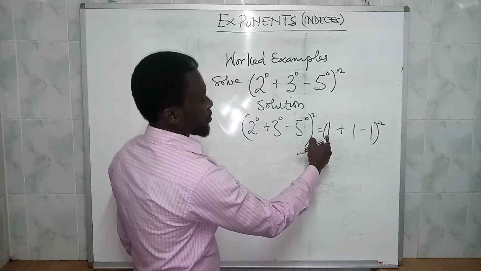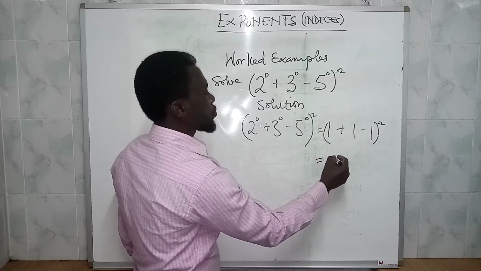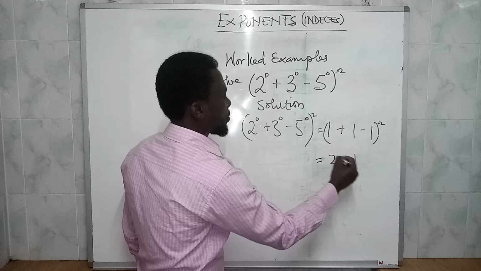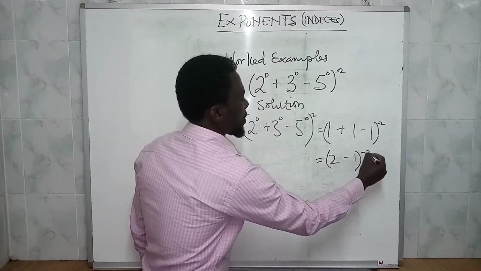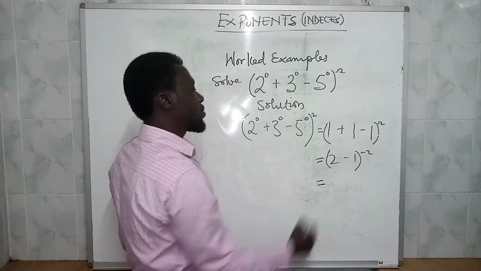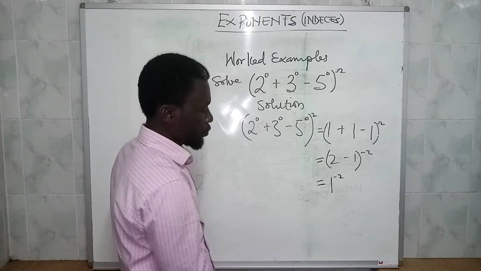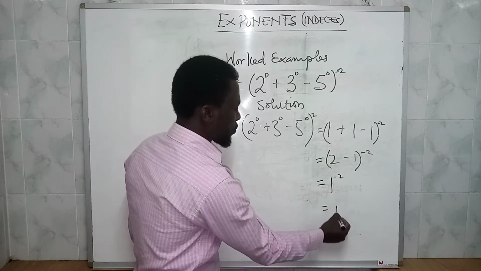So now this is 1 plus 1 is 2. So this is 2 minus 1, so this is going to be 2 minus 1 raised to the power negative 2. And then this is equal to 2 minus 1, which is 1. 1 raised to the power negative 2, what will that give us? It will give us 1.